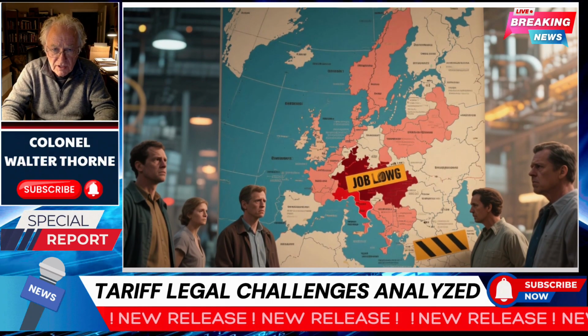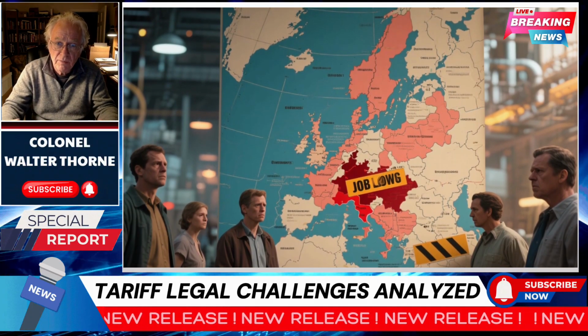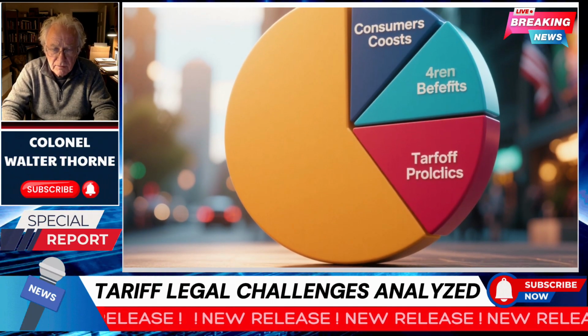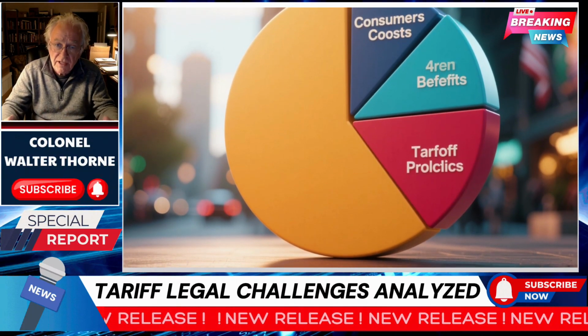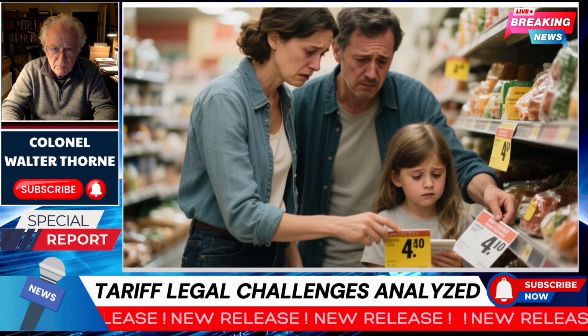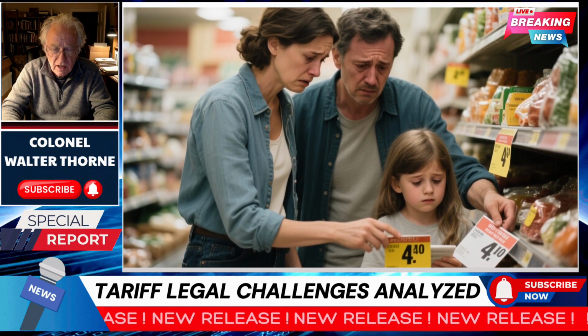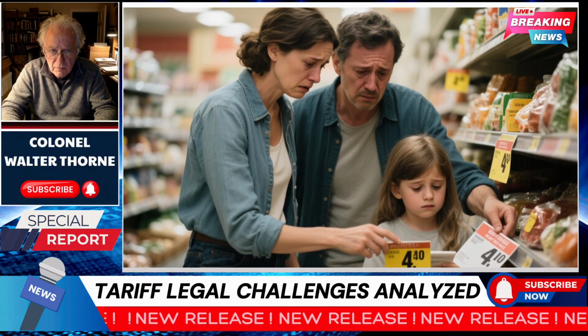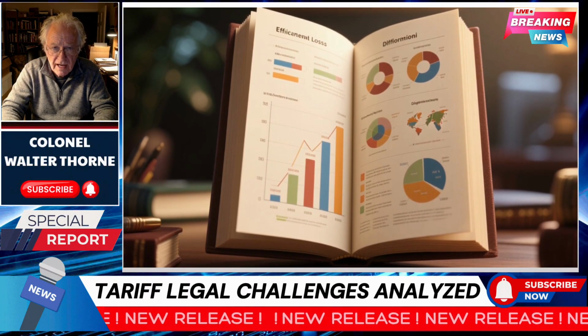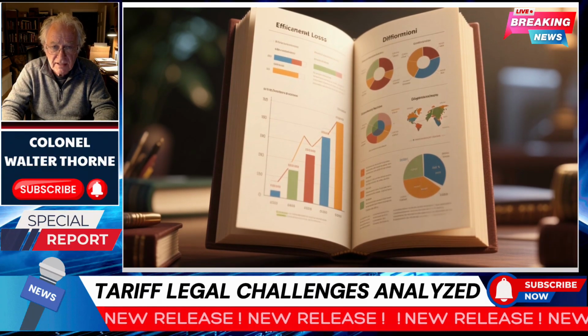Polling indicates approximately 40 to 50% of Americans support tariffs for protecting domestic manufacturing, while similar percentages express concern about consumer prices. Views correlate with employment sector, educational background, and political affiliation. The political sustainability of tariff policy depends partly on whether economic costs become salient to voters.